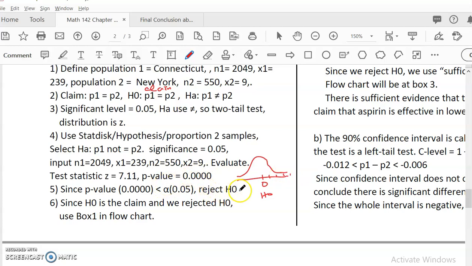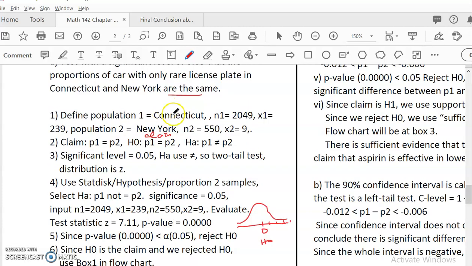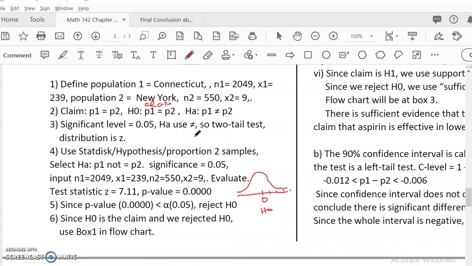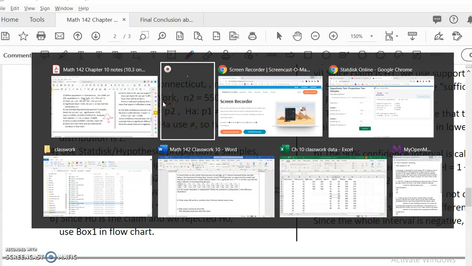So you reject H0. And because in the beginning our claim is they're the same, you can clearly see that the claim is H0. So in your conclusion, you have to use the word reject, because you should reject H0. And of course, if you reject H0, you reject the claim.